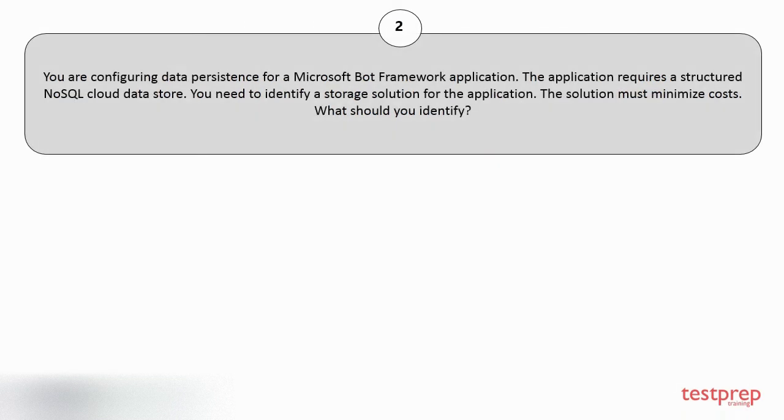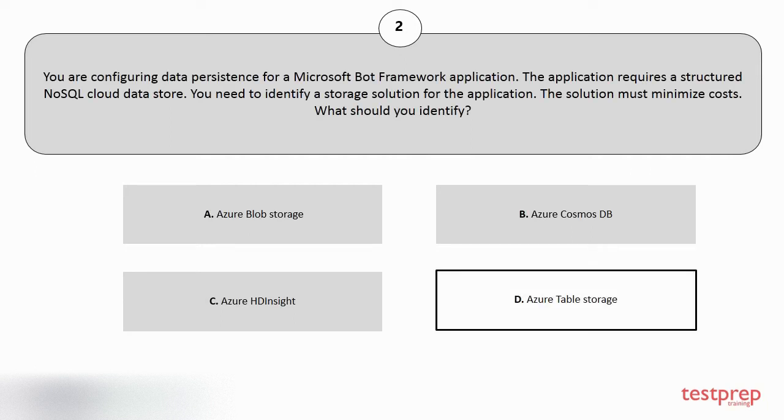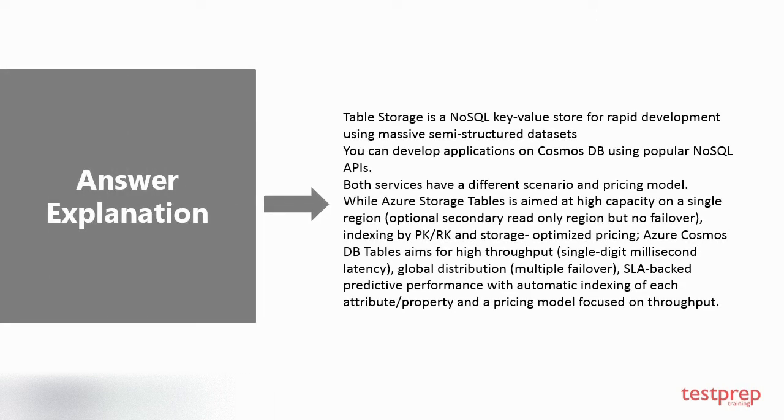Question number 2. You are configuring data persistence for a Microsoft Bot Framework application. The application requires a structured NoSQL cloud data store. You need to identify a storage solution for the application. The solution must minimize costs. What should you identify? Your options are A. Azure Blob Storage, B. Azure Cosmos DB, C. Azure HDInsight, D. Azure Table Storage. The correct answer is option D. You can refer to the following for the explanation of the answer.